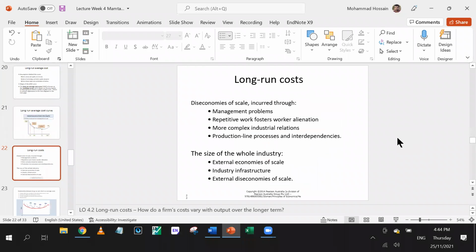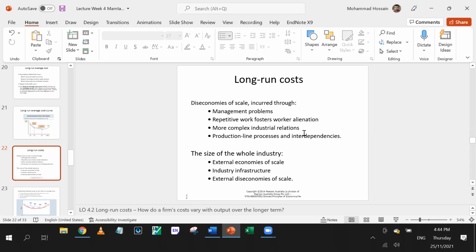All right, another one is called diseconomies of scale. Diseconomies of scale means when you do not get those benefits; rather, your cost is increasing. That is diseconomies of scale.